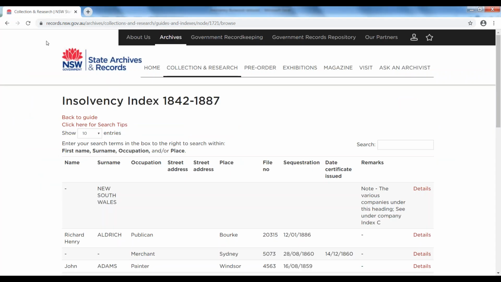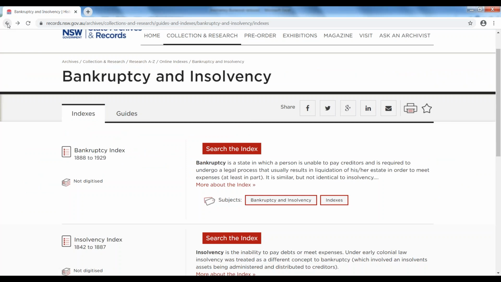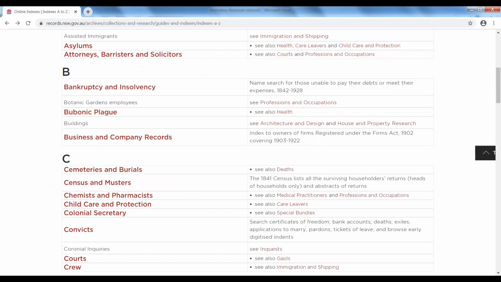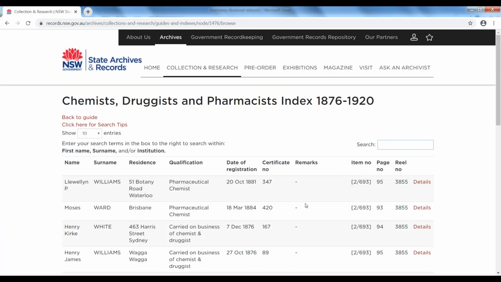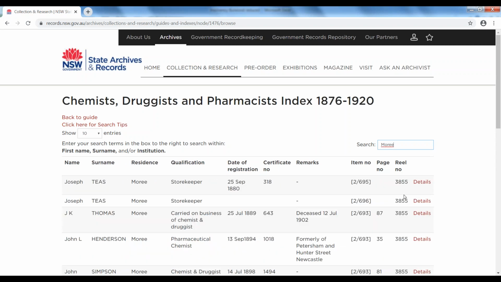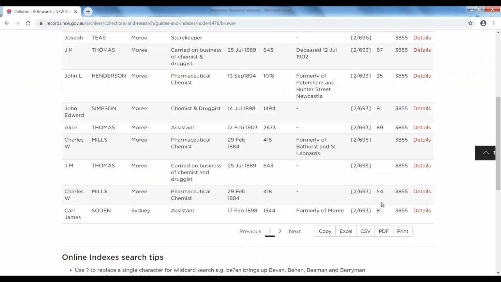I wanted to look then at one of the occupation-based indexes. So the chemists and pharmacists, so it covers 1876 to 1920. Looking at Moree in the northwest of the state.